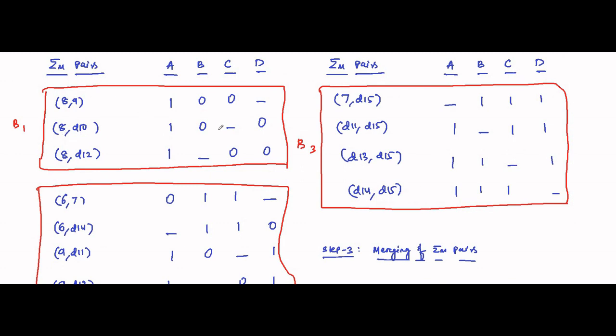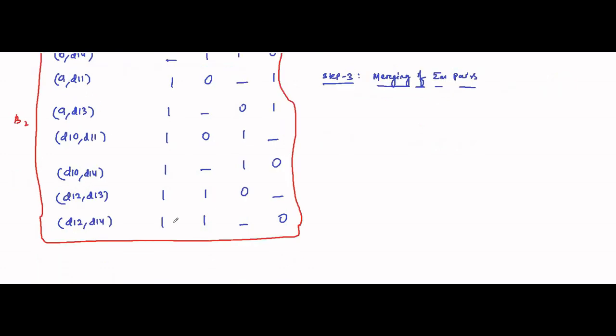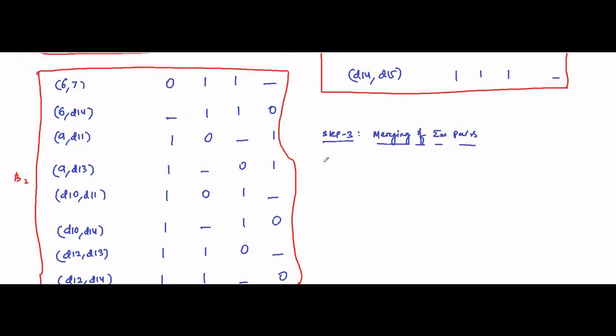Similarly, 8, D10 has a blank space at position C. So it has to be compared only with those minterm pairs which have a blank space at position C. For example, 9, D11, D12, D14, like that. So I am directly writing the merged minterm pairs which differ by 1 bit position. Here they are: merged minterm pairs, then binary representation.